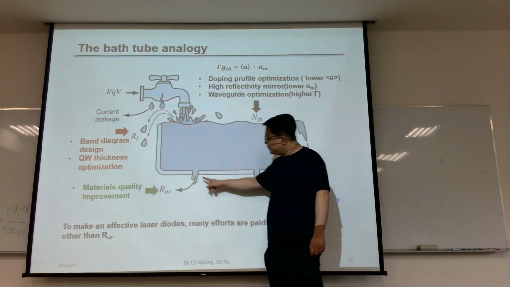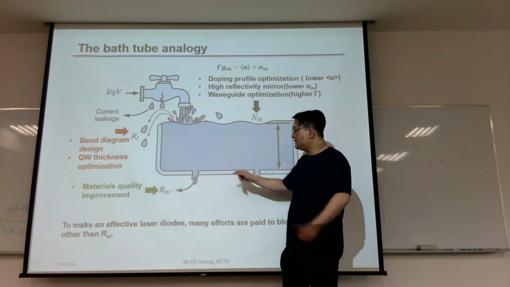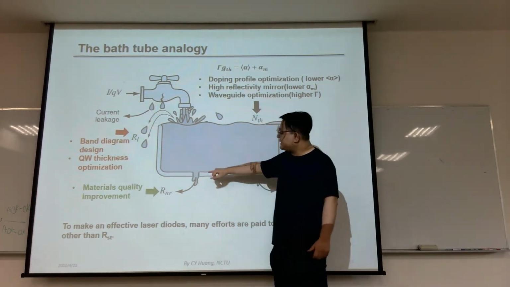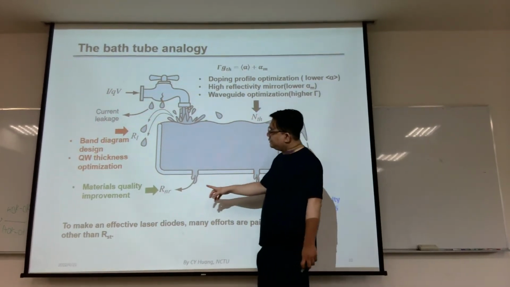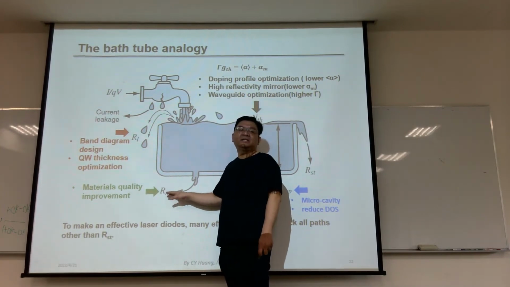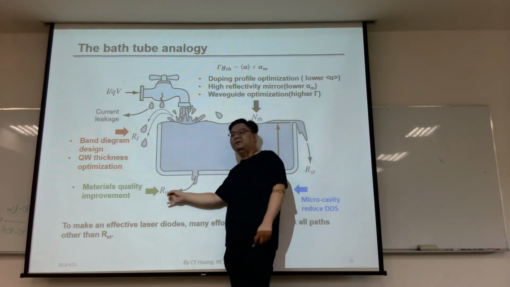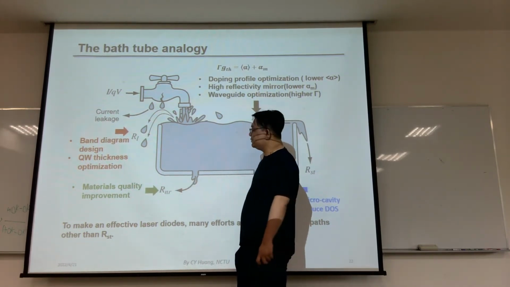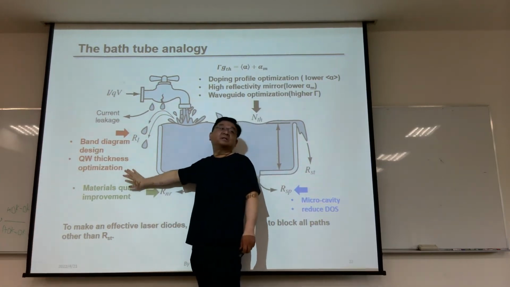First of all, we can try to stop the leaking from the bottom. First, we should try to reduce the non-radiative recombination. This is the most useful and irrelevant to design. This is usually a processing issue. That means you need to make your quality as good as possible.